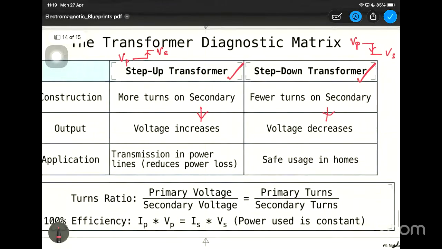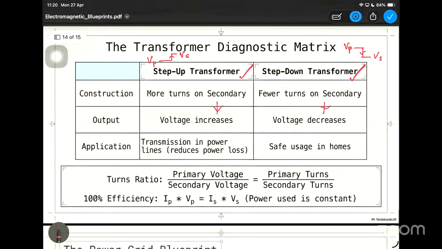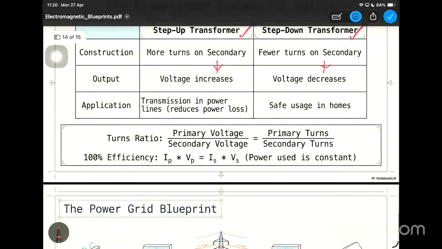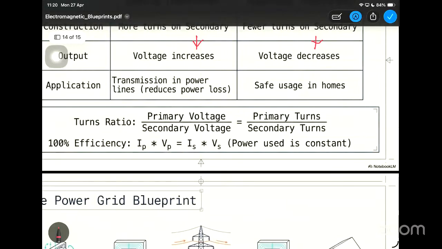And if you need to downgrade or decrease the voltage value, then you are using step down transformers, right? So simple stuff. And here the turns ratio, primary voltage over the secondary voltage, will be equal to the primary turns over secondary turns. So the equation you can use is Vp over Vs equals Np over Ns. So this is the equation. You can get marks either writing this equation or writing this equation.